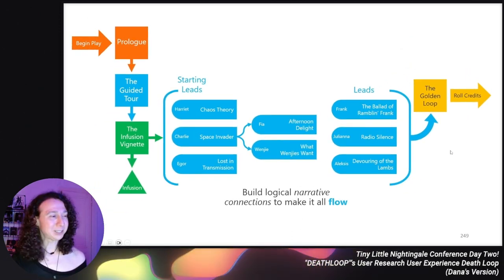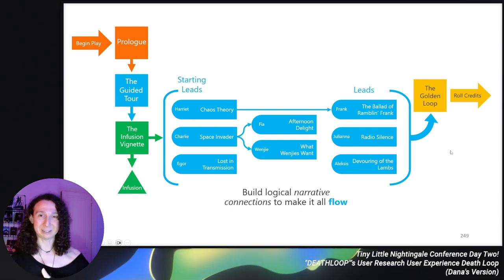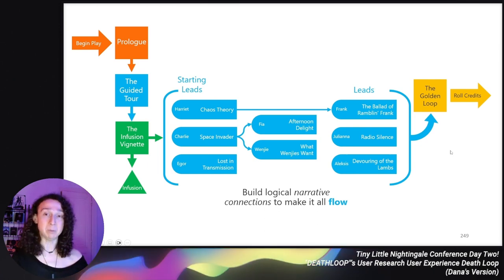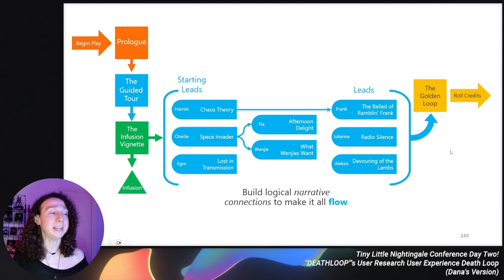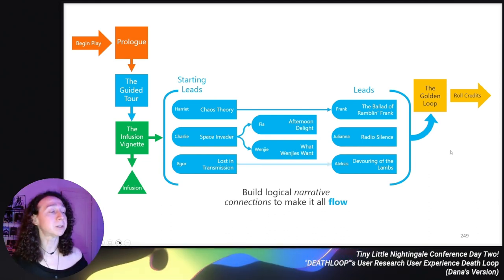We want to build logical connections to make it all flow. So Harriet connects to Frank's. We put a clue at Harriet's location. We moved an existing piece of content onto that critical path so the player can easily find it. And we might maybe tweak one or two lines of text in certain readables.